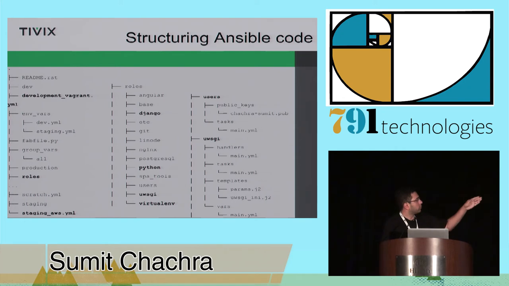So that's the directory structure. The middle one is basically the roles. So Django, Python, uWSGI, virtualenv, these are very composable roles. So you could swap out uWSGI for Gunicorn, not a problem. So just get the Gunicorn role. You can swap out Nginx for Apache, swap it out.